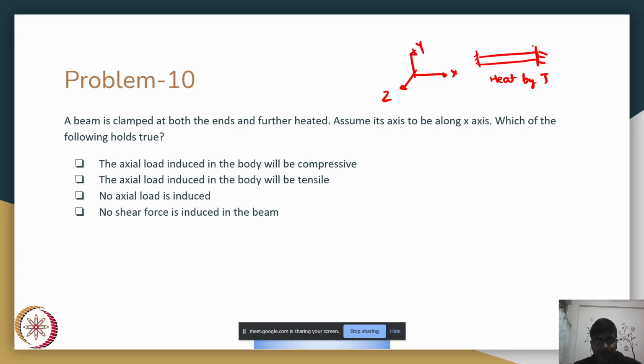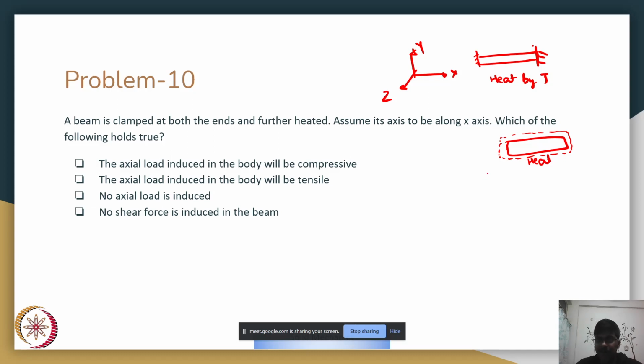Okay, do you want to try this? What will happen if there are no clamps? Or suppose there is only a clamp on one end and you heat it, what will happen? If there are no clamps, the body is like this, and you heat it, what will happen? It will just expand, right? And here, as it has clamps, it will induce compressive stress.